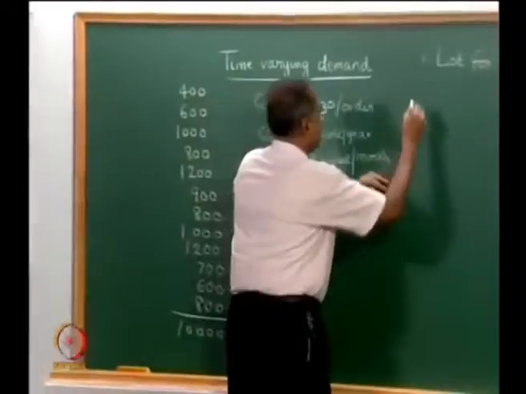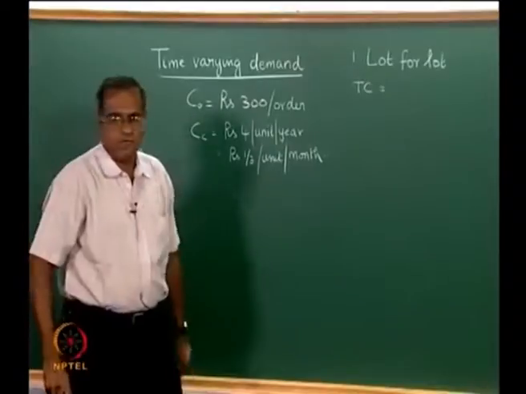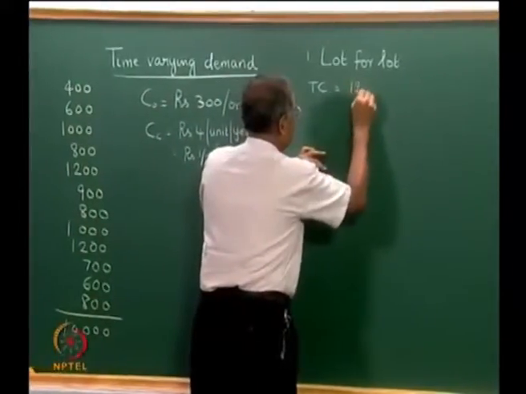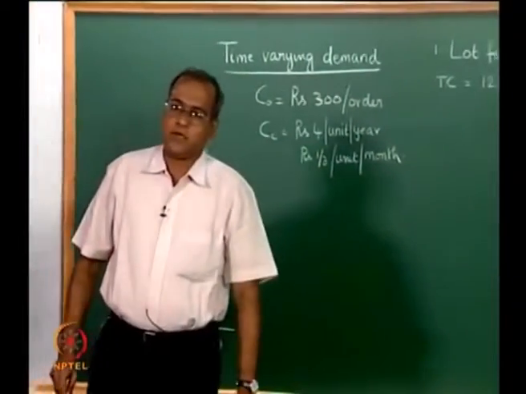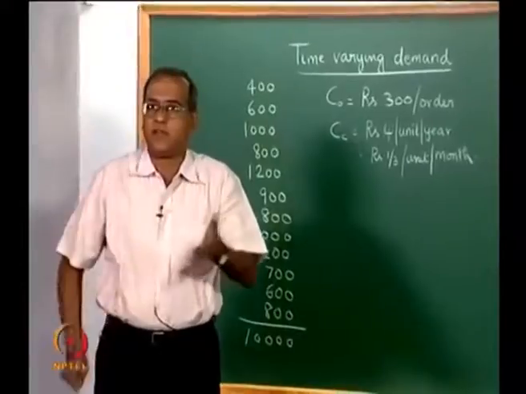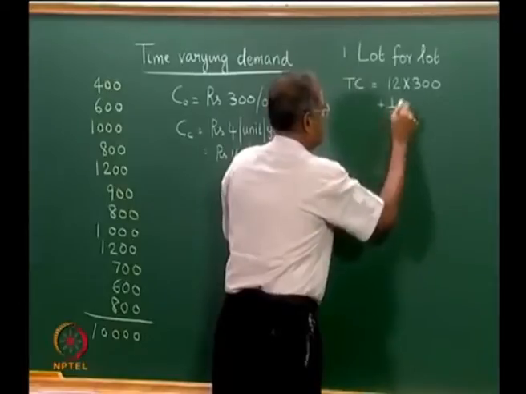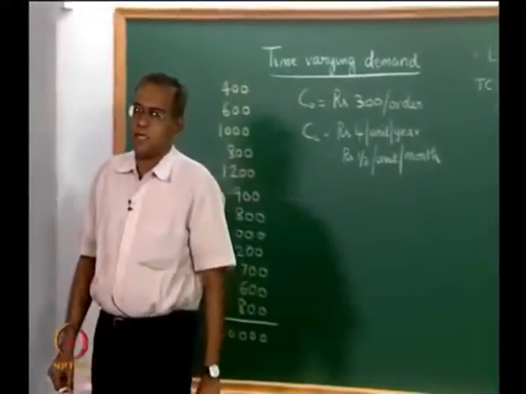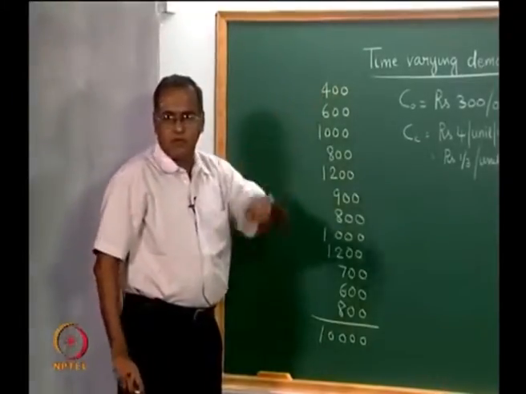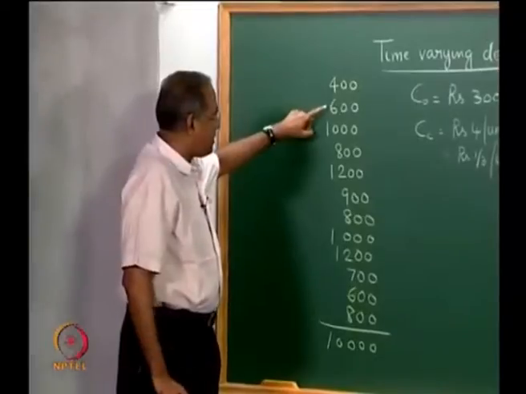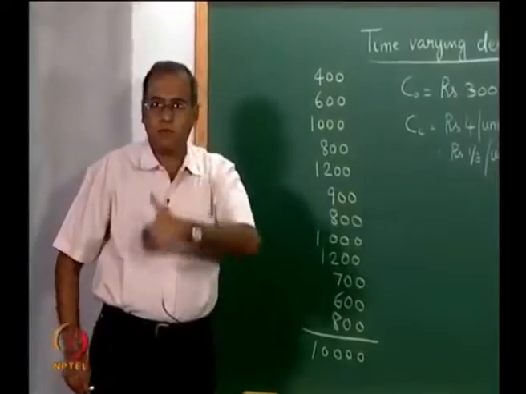So, total cost will be 12 times order cost, because there is an order every month, 12 into 300, plus we are also computing the average inventory that we have in each month. So, plus 1 by 3, which is the inventory holding cost. The average inventory for January will be 400 divided by 2, because we begin with 400 and end with 0. For February it is 600 divided by 2. So, average inventory for each month is demand by 2.